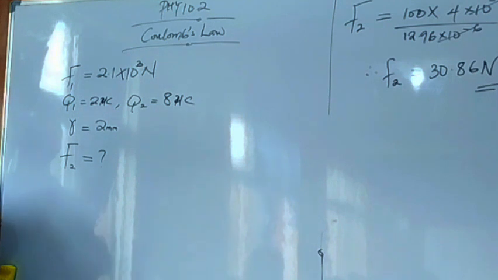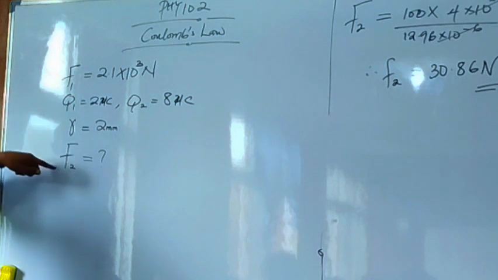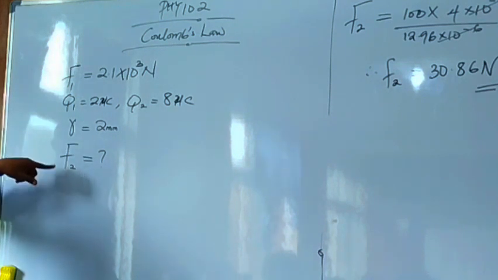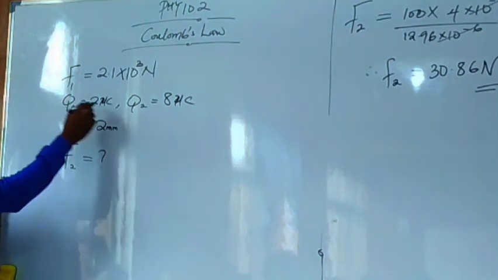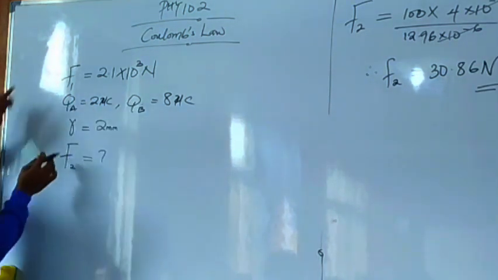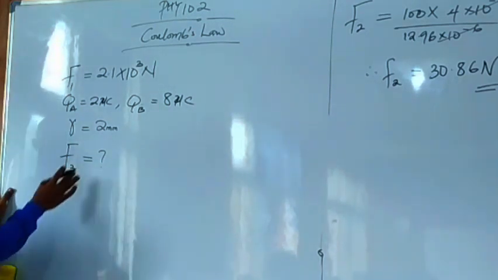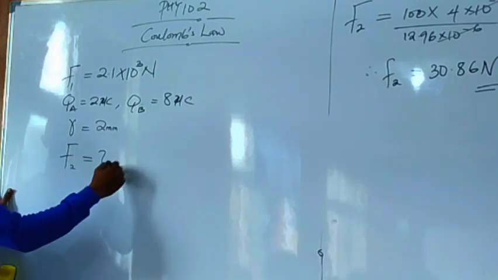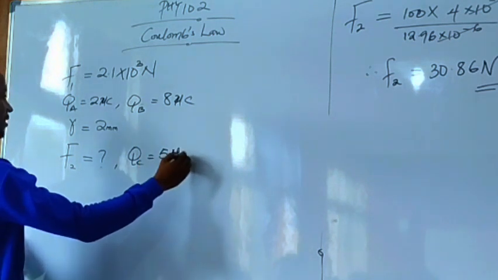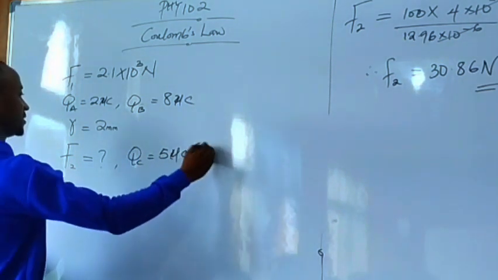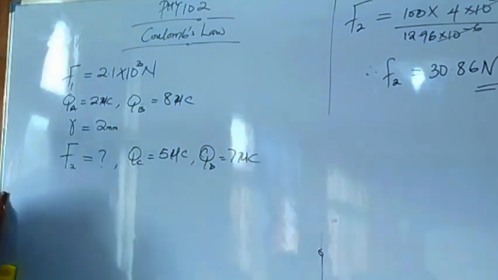Okay, now look at this. For this force here, these are the charges. Distance is this. Let's call this other force F2. Let's call here QA and QB for F1, right? Are you following me? Then for F2, let's call this QC. Our QC is 5 microcoulomb. And what's our QD? 7 microcoulomb. Are you following me?